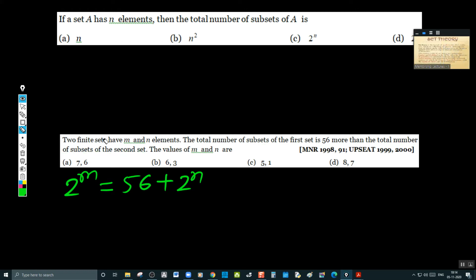It is inevitable that you have to cross verify the result, because whenever you have two unknowns, you must have two equations. But here you have only one equation. That is the reason why you have to cross verify this. Anyway, m will be bigger and n should be smaller according to this expression. So if you substitute 2 power 7, cross verify, that's it. B option.